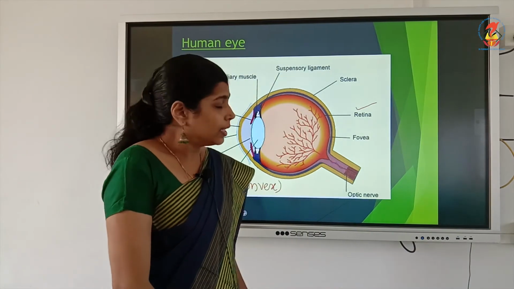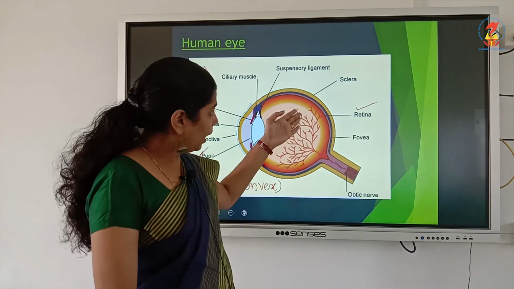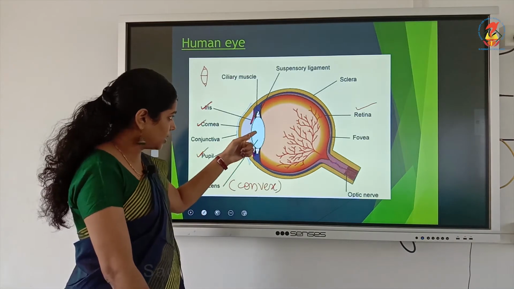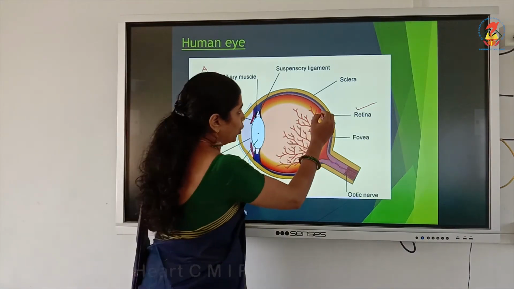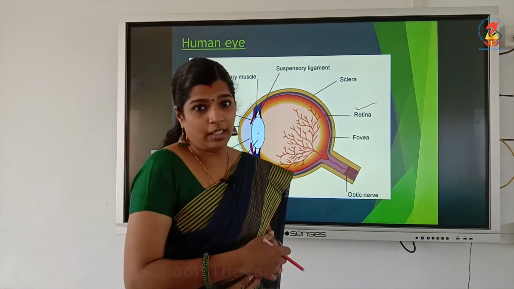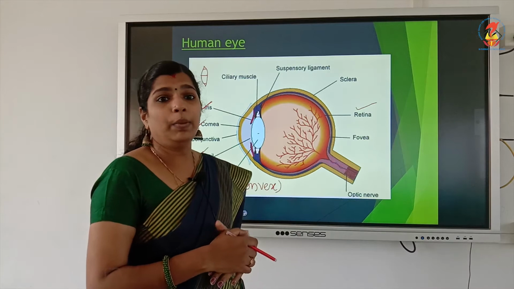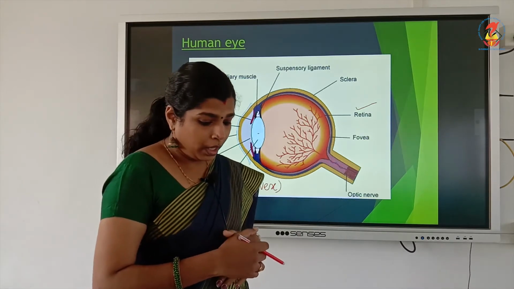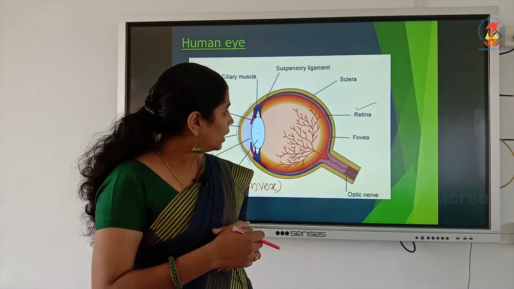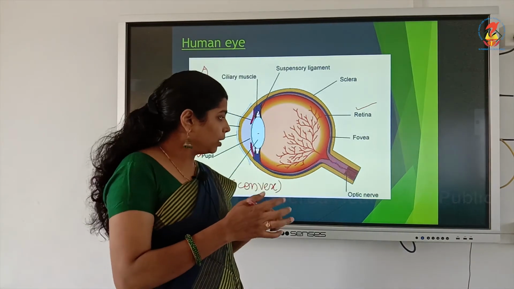This lens will focus the light rays on a light sensitive screen on the back of the eye, that is known as the retina. The light passes through this lens and forms an image here on the retina. The retina consists of many light sensitive cells, and an image will be formed on the retina. The signals are given to the brain through the optic nerve.